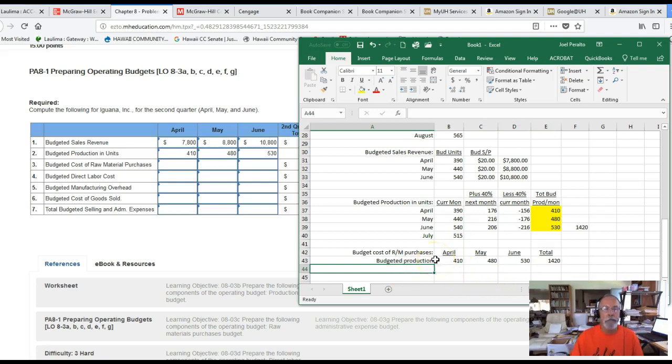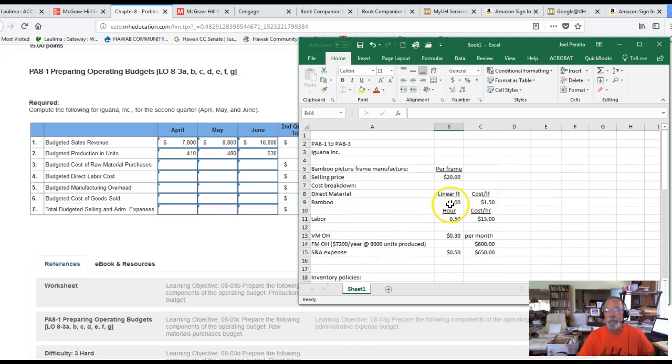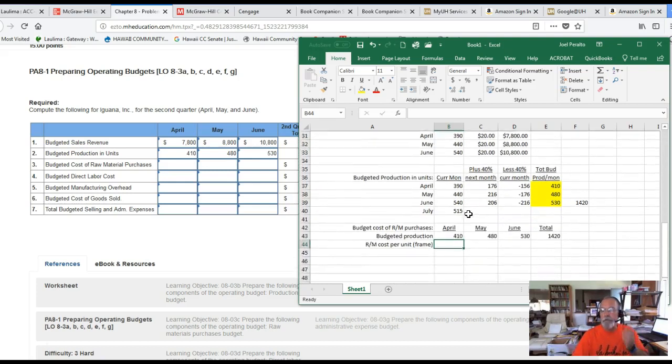And again, we're looking at budgeted production in units. So this budget production would be our frames or units that we're working with. And so we need to first show our raw material cost per unit or frame. And that was 4 linear feet at $1.50. So we're working with feet initially.